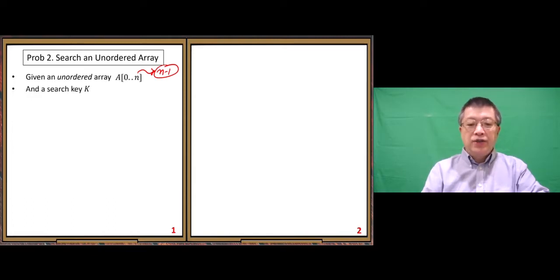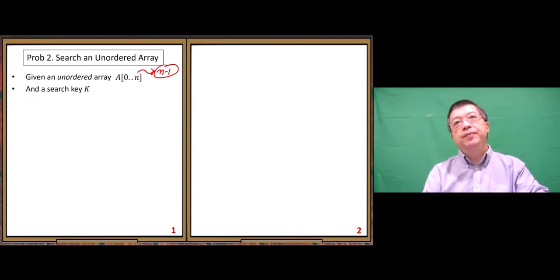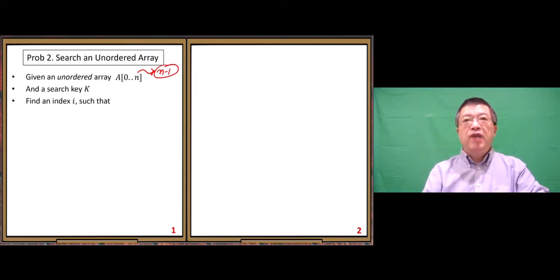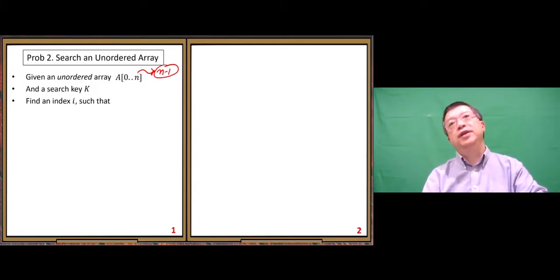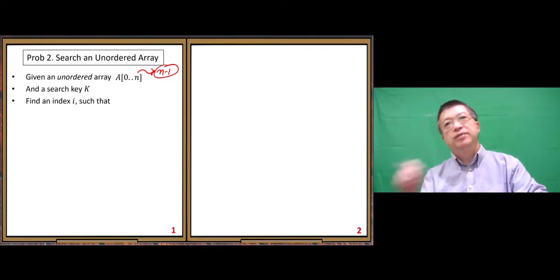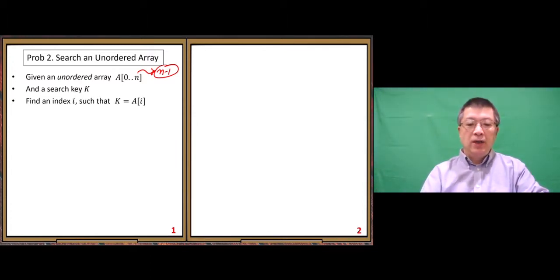And also we are given a search key. The goal: we need to find index i such that k equals a of i. That's simple, straightforward, so I believe you can do it easily. But here we try to learn something basic.